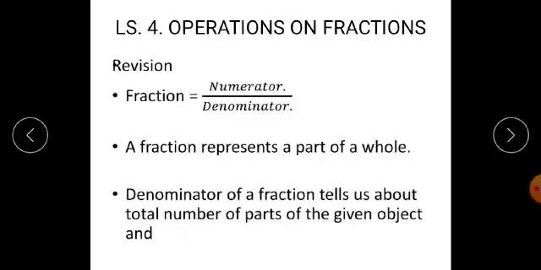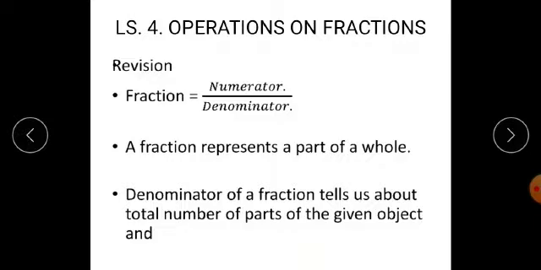Now let's continue our playing with numbers, and we are going to start our new lesson, lesson number 4, and the name of this lesson is operations on fractions. Now students, before starting the concepts in this lesson, we have to revise certain things. First, fraction. What is a fraction? Fraction is equal to numerator upon denominator. What is the simple definition of a fraction? A fraction represents a part of a whole.